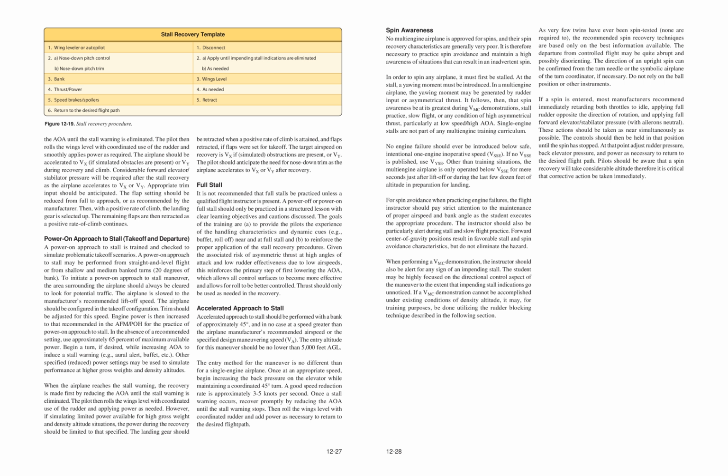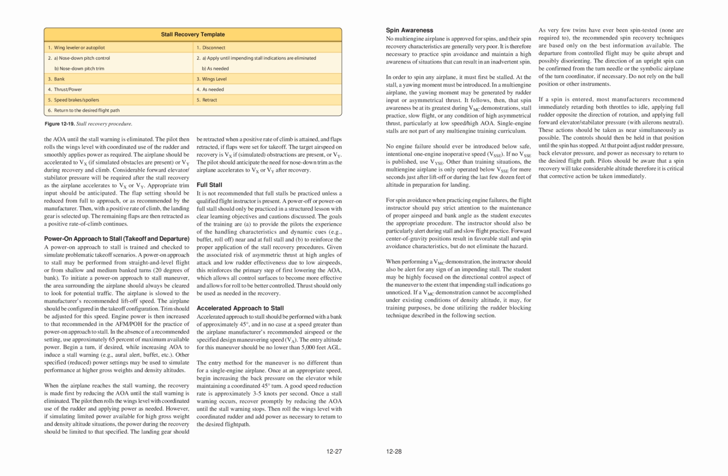12-27. As very few twins have ever been spin tested, none are required to. The recommended spin recovery techniques are based only on the best information available. The departure from controlled flight may be quite abrupt and possibly disorienting. The direction of an upright spin can be confirmed from the turn needle or the symbolic airplane of the turn coordinator, if necessary. Do not rely on the ball position or other instruments.